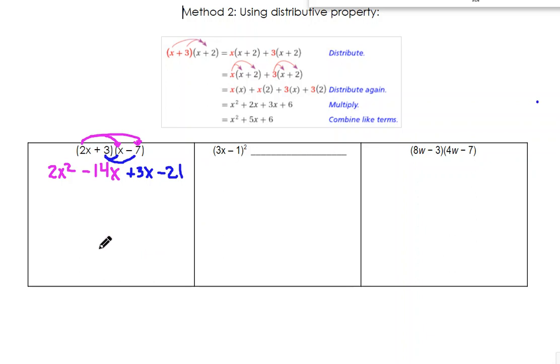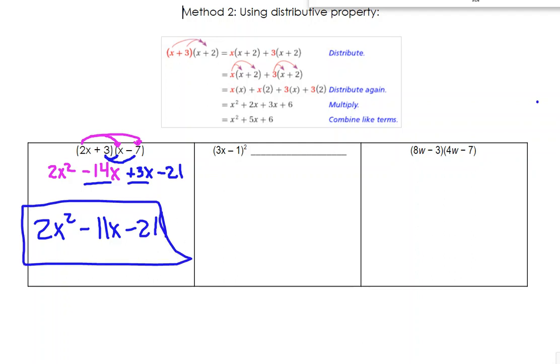And then I can combine my like terms, right? So 2x squared, there's no other x squareds, so I can just bring that down. But these 2 terms in the middle are both like terms. They're both x's. Negative 14 plus 3 would give me negative 11, so it'd be negative 11x. And this minus 21 I can't combine with anything, so that would just come on down, and that is my final answer. Can't do anything else.